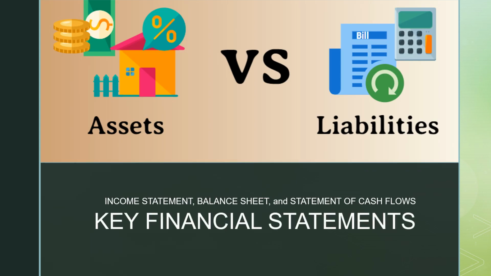The key financial statements are the income statement, balance sheet, and statement of cash flow. The income statement provides information on a company's revenues and expenses over a specific time period, usually annually or quarterly. These revenues and expenses are accounting-based and not necessarily reflected in cash flow generated.